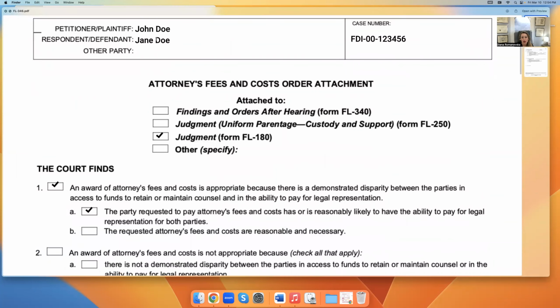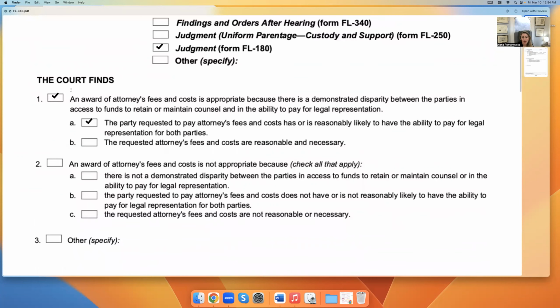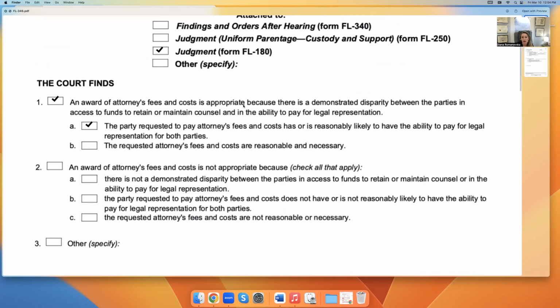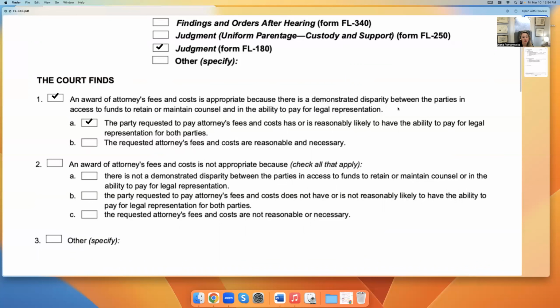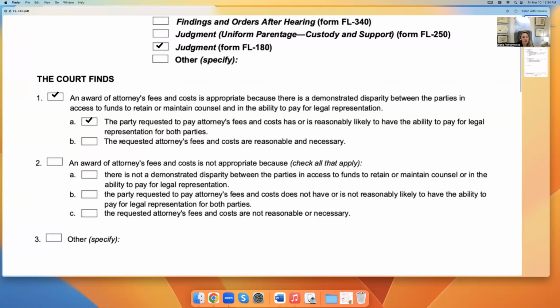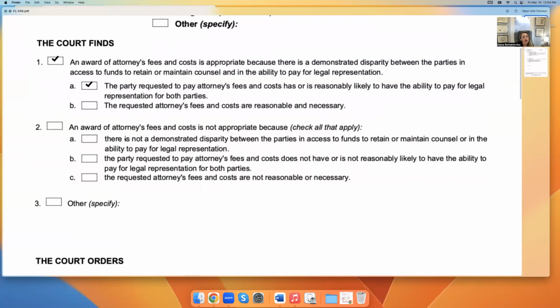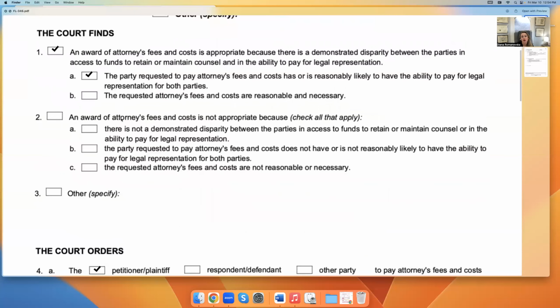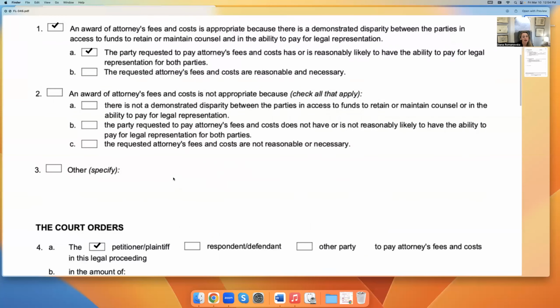So petitioner, respondent, don't forget case number, check off judgment FL180. The court finds, if you had a hearing, an award of attorney's fees is appropriate because it's demonstrated disparity between the parties. And then you check the boxes that are applicable here. Or number two, an award of attorney's fees and costs is not appropriate because you check one of the boxes.